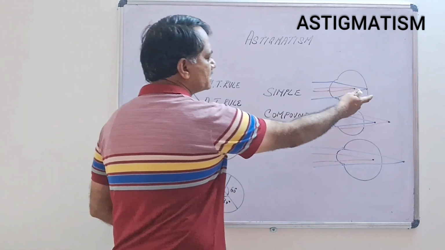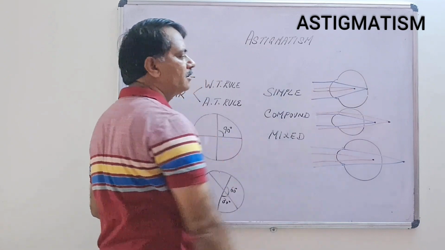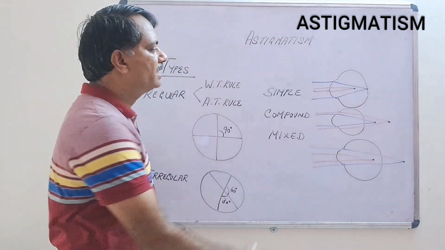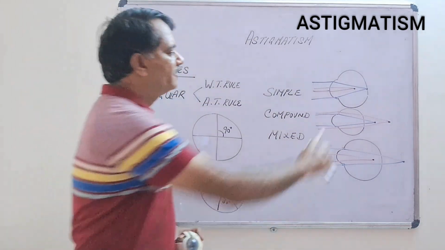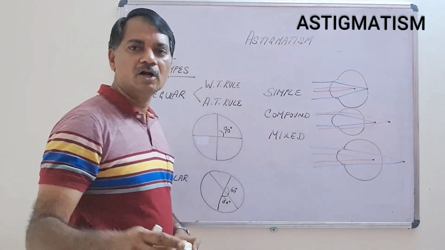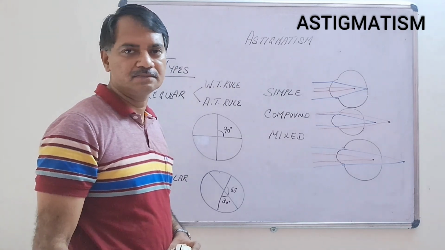So this astigmatism where the light rays are focusing in front of the retina is called simple myopic astigmatism. If it focuses behind here, that will be called simple hypermetropic astigmatism.